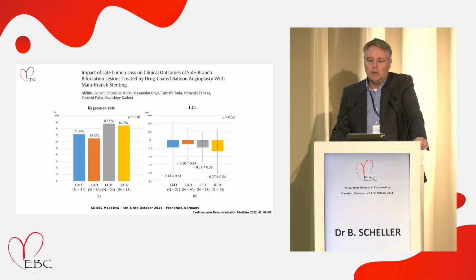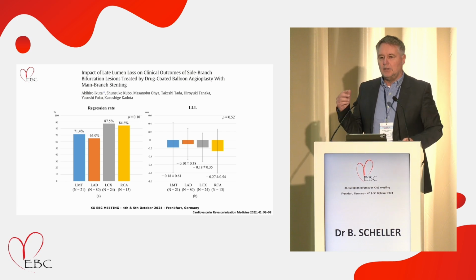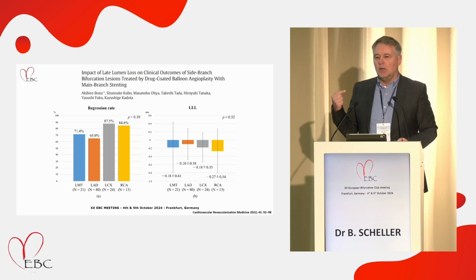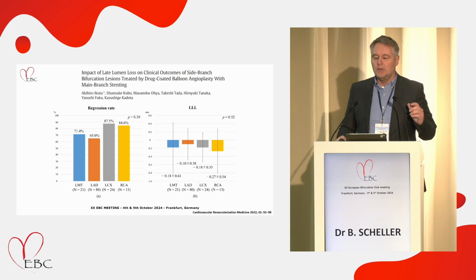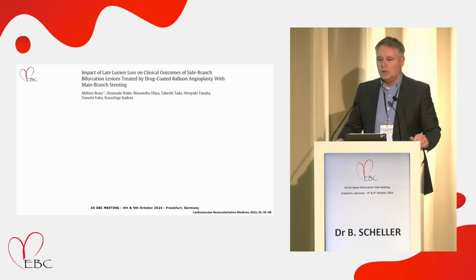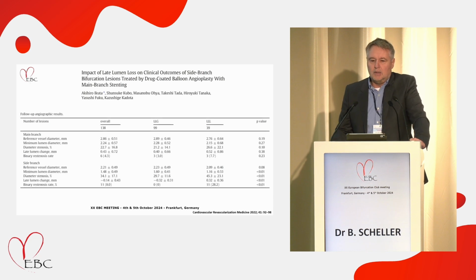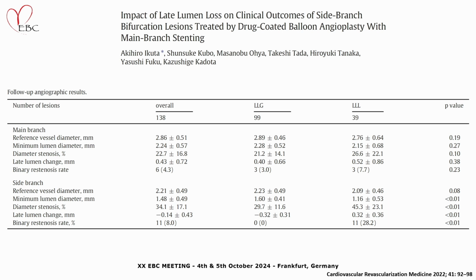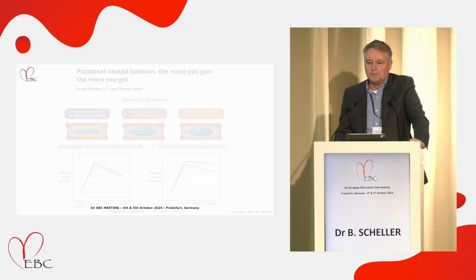Another important investigation, in my opinion, here comes from Japan again. They looked at the impact of late lumen loss on the clinical outcomes if the side branch is treated by a drug-coated balloon, depending on whether there's lumen enlargement or not. And that's very interesting. If you look, for example, at the binary restenosis rate in the last line, then you can see that if there is lumen enlargement over time, then there is no restenosis. If you do not have this effect of late lumen enlargement, then you have to deal with restenosis and possibly TLRs.